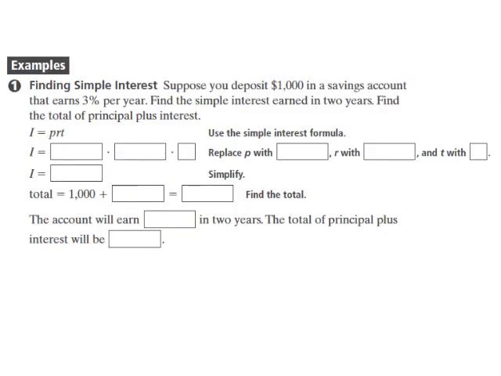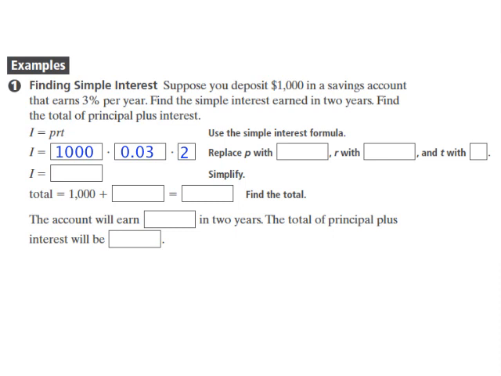Example number 1, finding simple interest. Suppose you deposit $1,000 in a savings account that earns 3% per year. Find the simple interest earned in 2 years. Find the total of the principal plus interest. Since we're using simple interest here, we're going to use the formula I equals PRT. We're going to replace the P with 1,000 because that's our principal. We're going to replace the R with 0.03 because 3% written as a decimal is 0.03. We're going to replace the T with 2 because we're earning interest for 2 years.